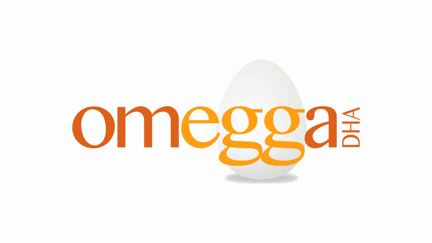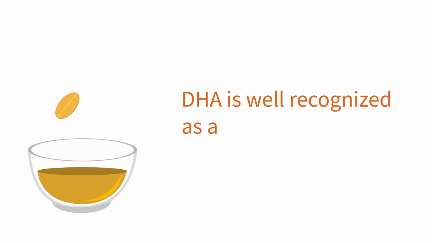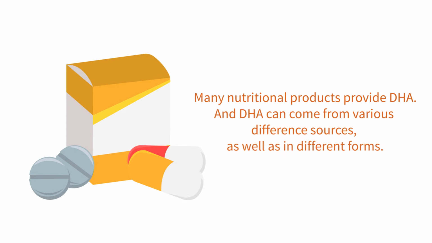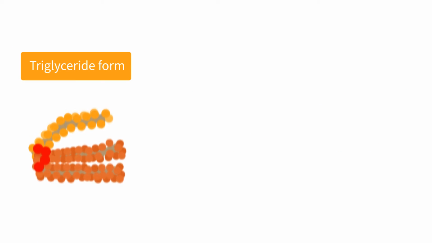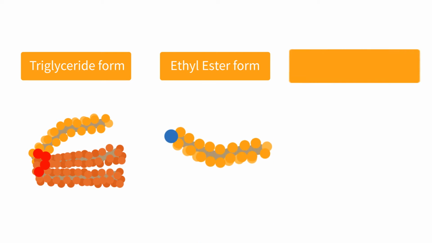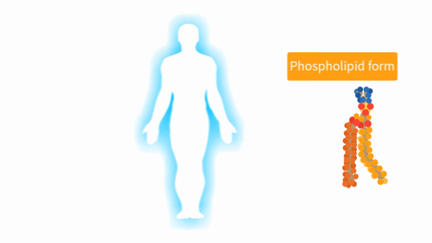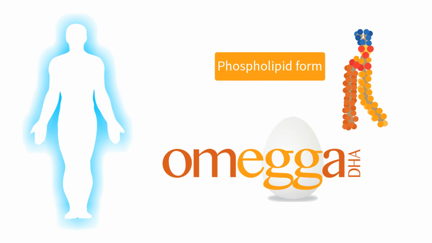omEGGa DHA. DHA is well recognized as an essential nutrient. Many nutritional products provide DHA, and DHA can come from various different sources as well as in different forms. DHA can be provided in triglyceride form, ethyl ester form, or phospholipid form. The DHA in the human body is used in the phospholipid form. omEGGa DHA provides DHA in the phospholipid form.